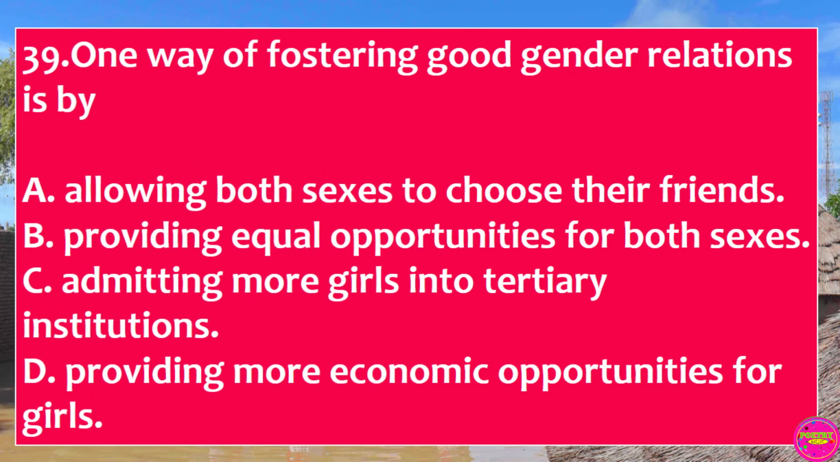Question 39. One way of fostering good gender relations is by A. Allowing both sexes to choose their friends. B. Providing equal opportunities for both sexes. C. Admitting more girls into tertiary institutions. D. Providing more economic opportunities for girls. The correct answer to this question is B. Providing equal opportunities for both sexes.